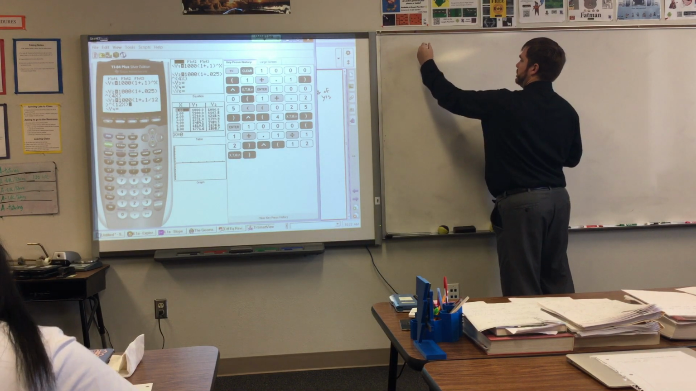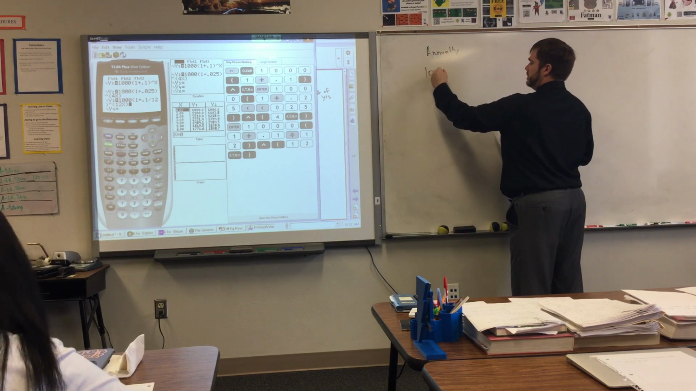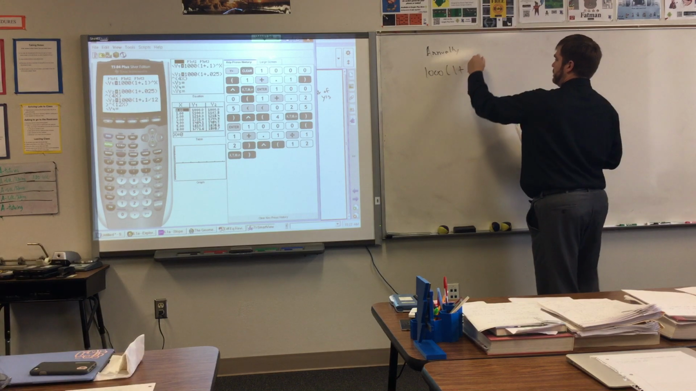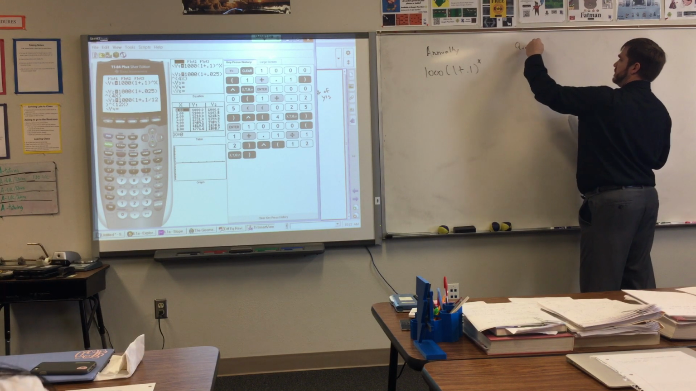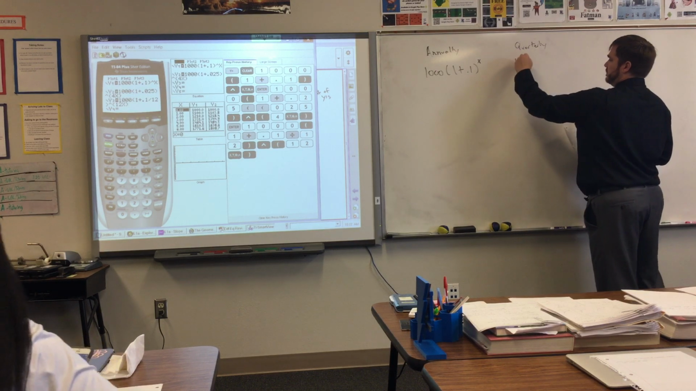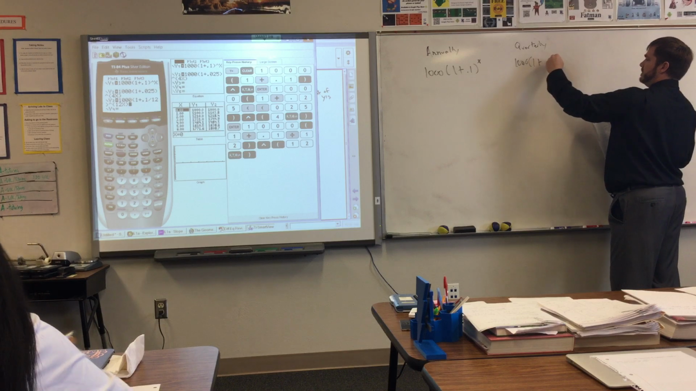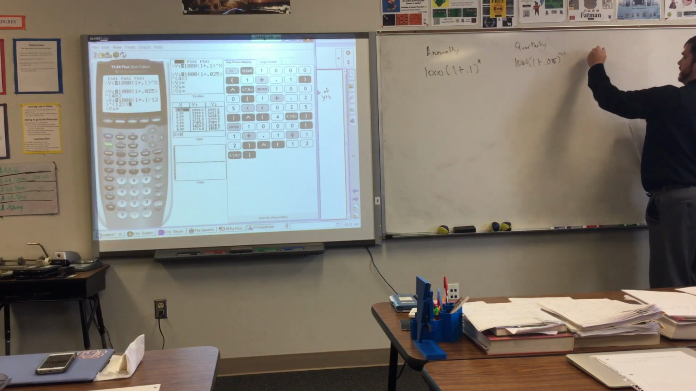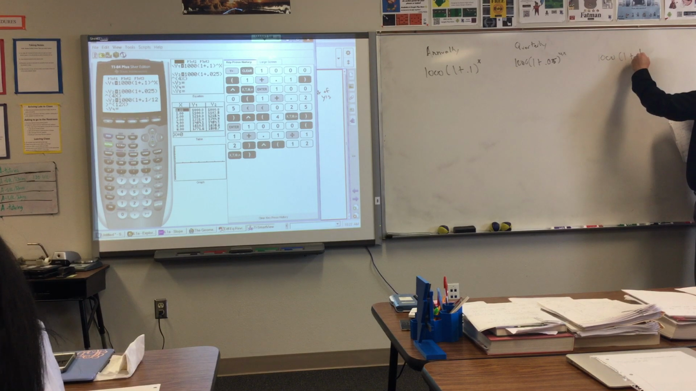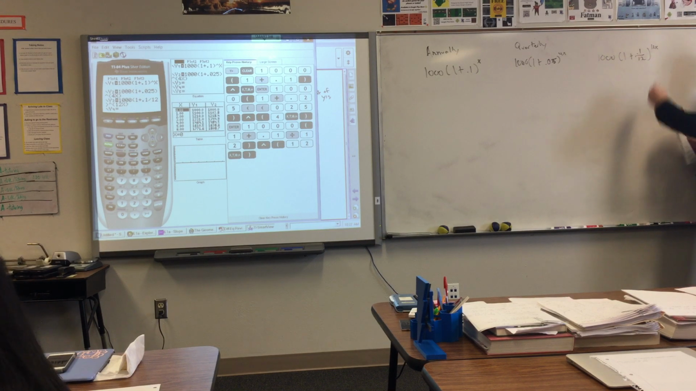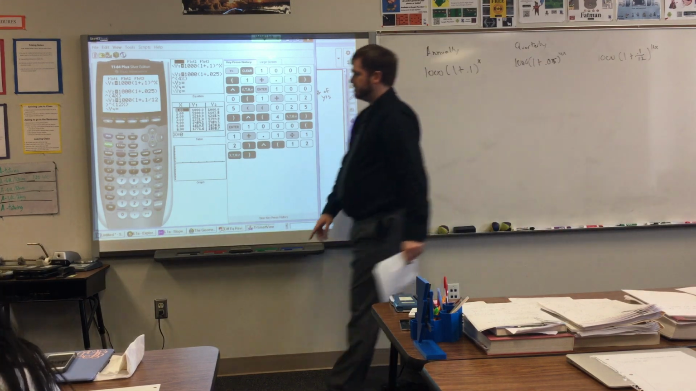So we've got annually 1,000 times (1 plus 0.1) to the x. Quarterly, 1,000 times (1 plus 0.025) to the 4x, and monthly, 1,000 times (1 plus 0.1 divided by 12) to the 12x. Let's go and look at that table.